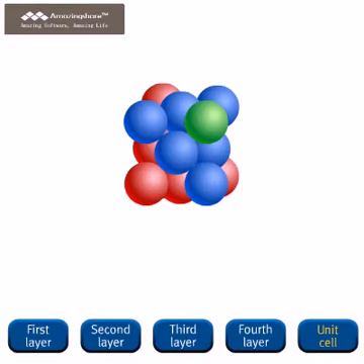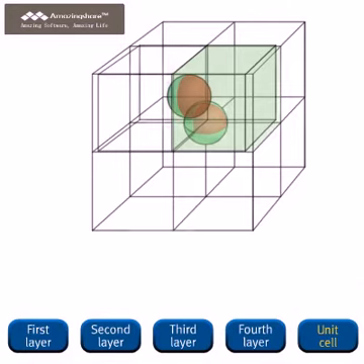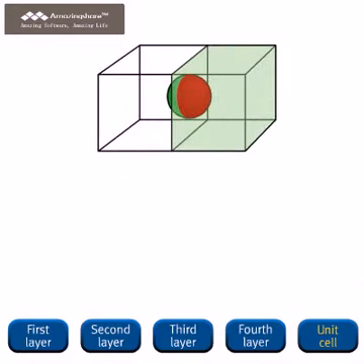Now let's see how many atoms are contained within one face-centered cubic unit cell. A corner atom or sphere is shared by 8 unit cells. Thus only 1/8 of a corner atom lies within a given unit cell. A face atom or sphere is shared by 2 unit cells. Thus only 1/2 of a face atom lies within a given unit cell.